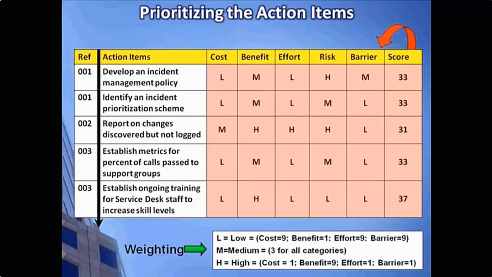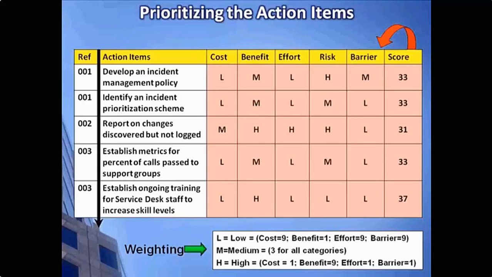Let's take a look at the benefit. The benefit is H, or high. So we see there's a lot of benefit there if we do train the service desk staff. Again, if I have an H in that benefit column, it's worth a 9. So again, that helps really boost the score up. Effort is low, risk is low, and the barrier to implement is low as well. So again, that will also yield some high scores. So if we add these together, we see that we have a score of 37 across the board, which is actually higher than some of the other examples that are shown before that.